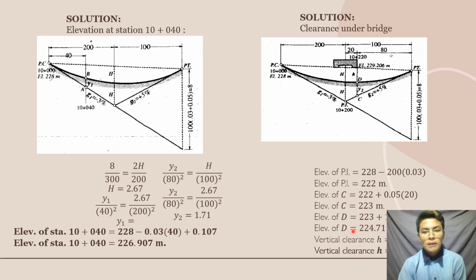Next is our elevation at D, which is equal to 223, our elevation C, plus the value of 1.71. Then we will have 224.71. And our vertical clearance H is obtained by subtracting 224.71 from 229.206. Then we will have our vertical clearance H equal to 4.496 meters.